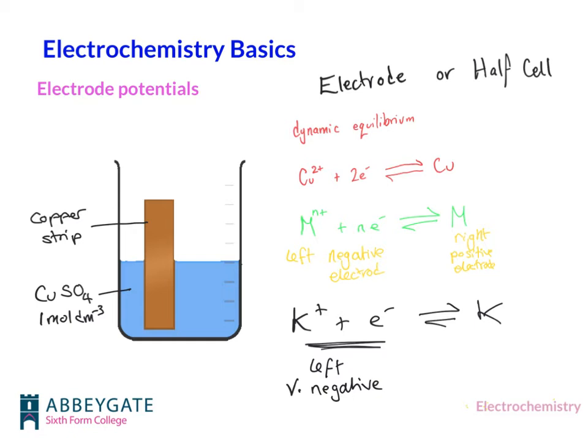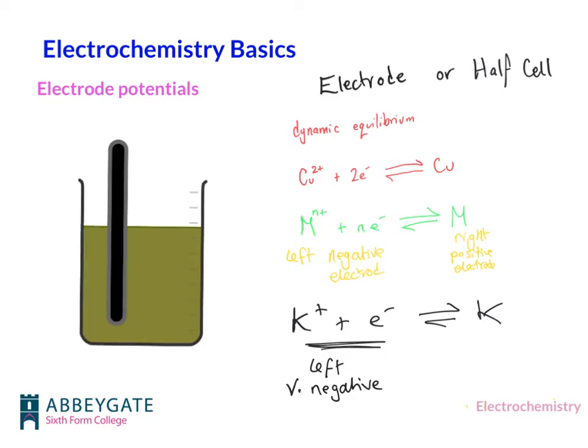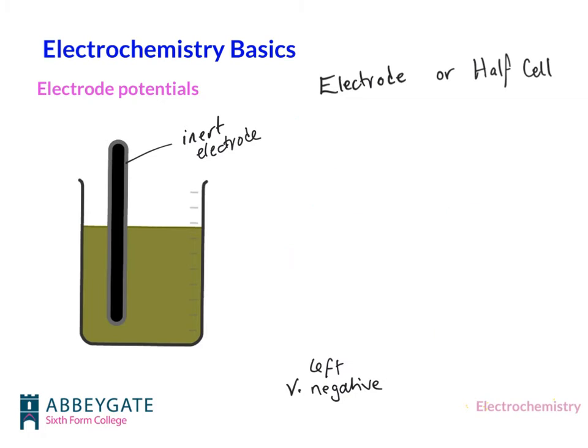Now, these are not the only electrodes or half cells we can make. We can also make redox electrodes where we don't have a piece of metal in a solution, but instead we can have an inert electrode, and this inert electrode is dipped into a solution with a mixture of ions.